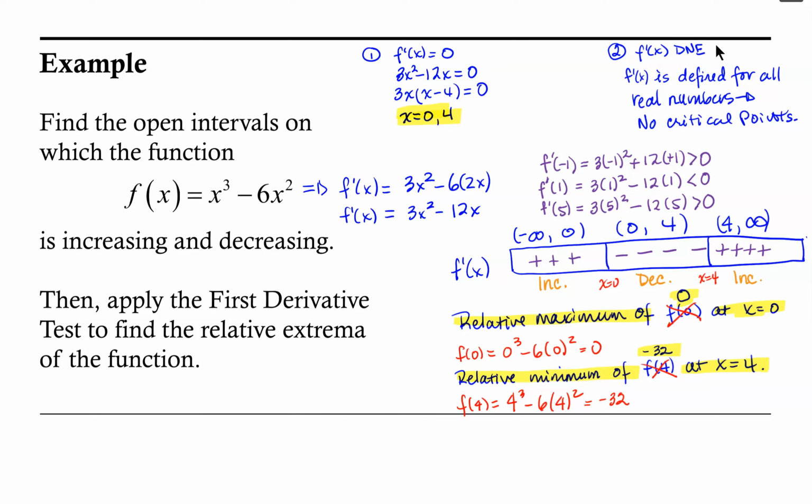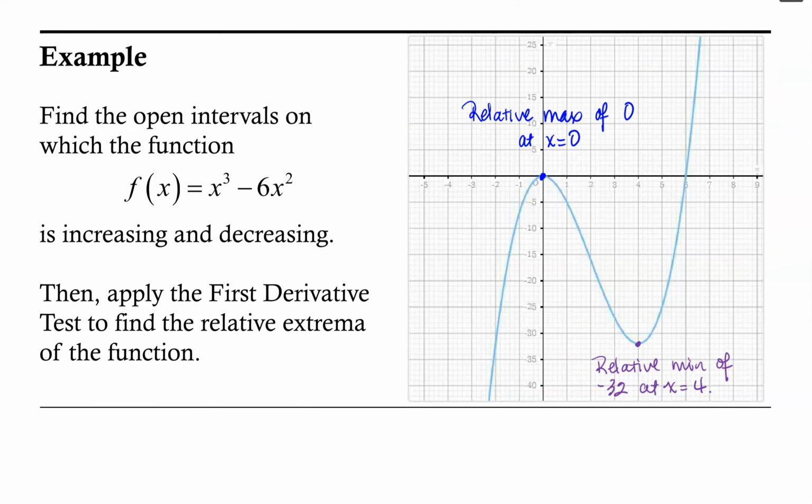One other thing we want to check is our relative maximum of 0 at x equals 0 and our relative minimum of negative 32 at x equals 4. So let's take a look. So looking at our graph here, we can indeed see that we do have a relative maximum at x equals 0. That maximum, or the y value, is in fact 0.